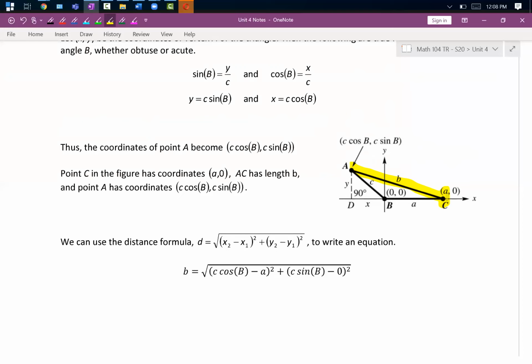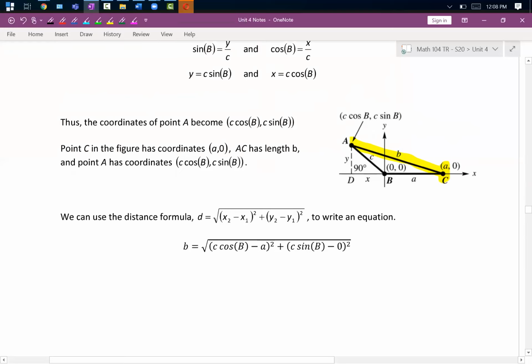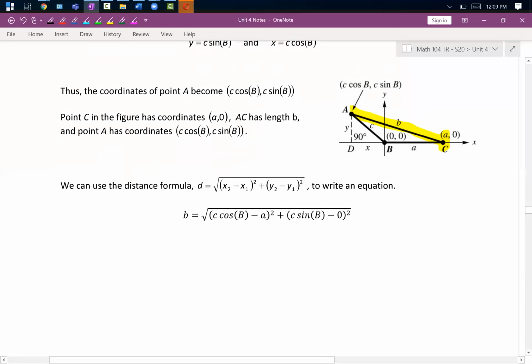Well, I'm going to use the distance formula to figure out what side b is. Our distance formula is just that the distance is equal to the square root of x2 minus x1 squared plus y2 minus y1 squared. Same distance formula we've always used for calculating distance between 2 points. So it turns out that b is equal to the square root of c cosine of B minus a, squared, plus c sine of B minus 0, squared. And we want to simplify. So this right here, you're going to have to write twice and multiply out.